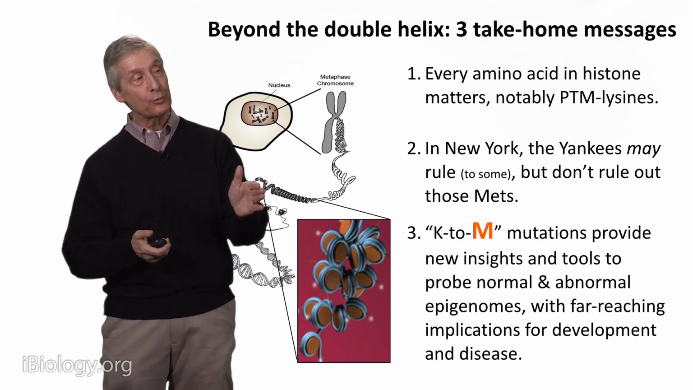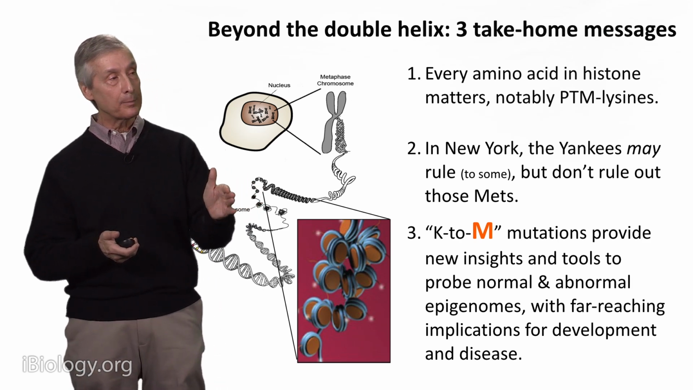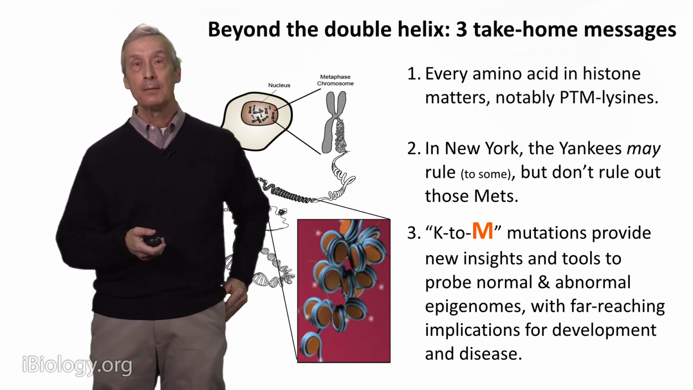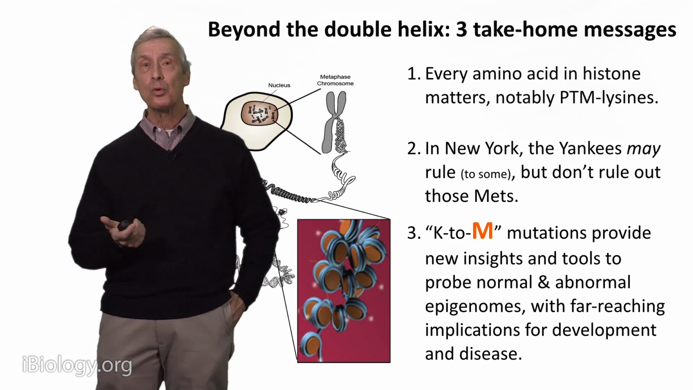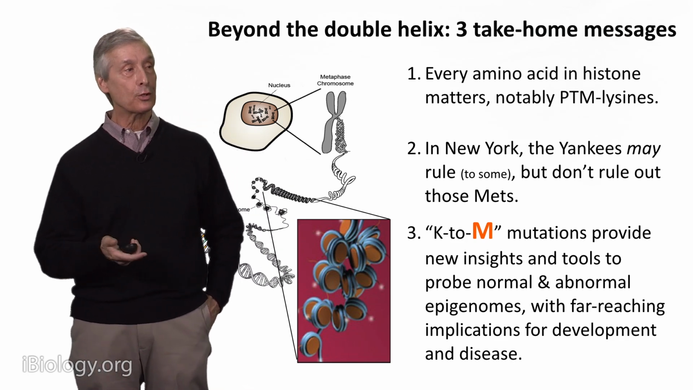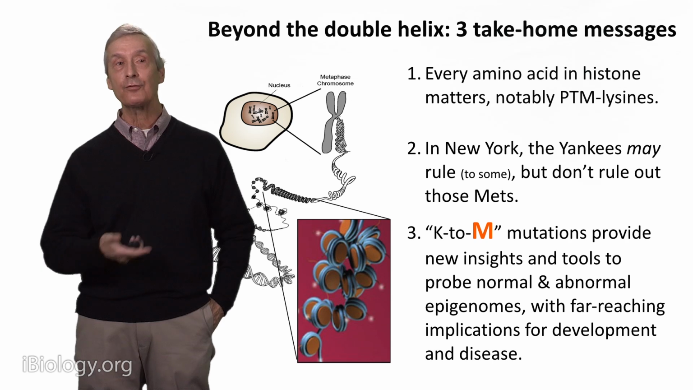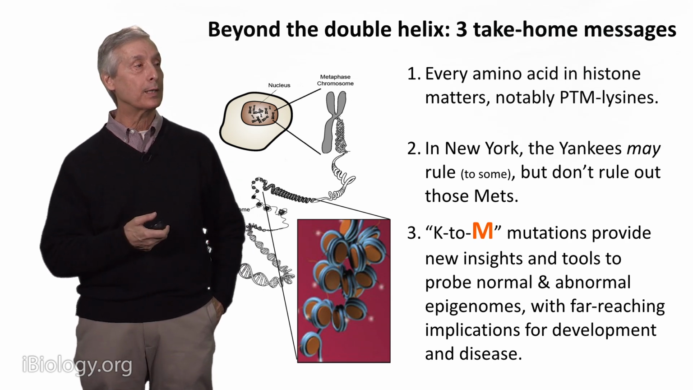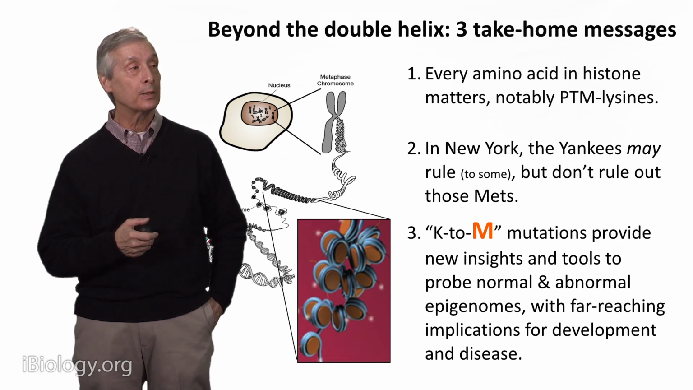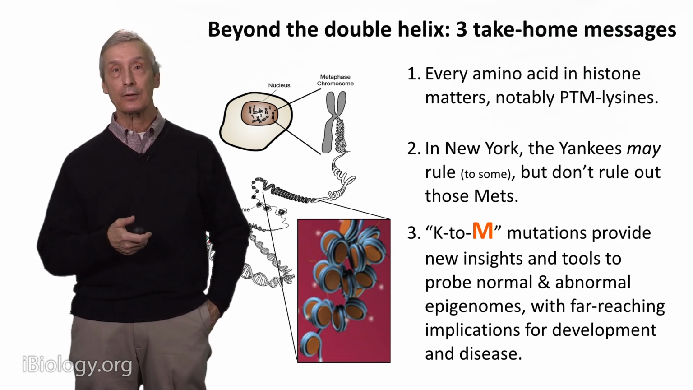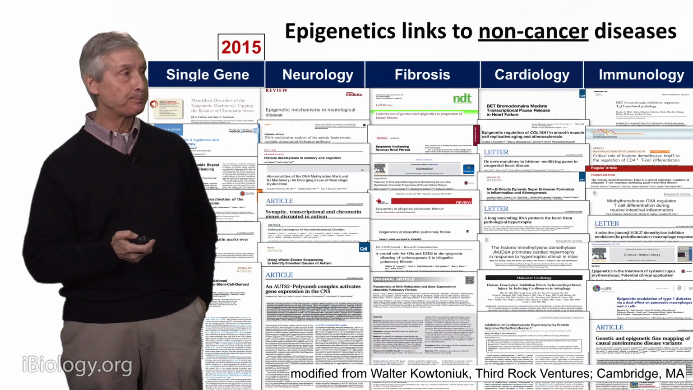And these K to M mutations are really driving quite a bit of the research in my lab, because I think we view them as a tool that we can now use to perturb each of these lysine-driven pathways selectively, if you will, poison them at will, and then ask, what is the downstream biology that's affected?